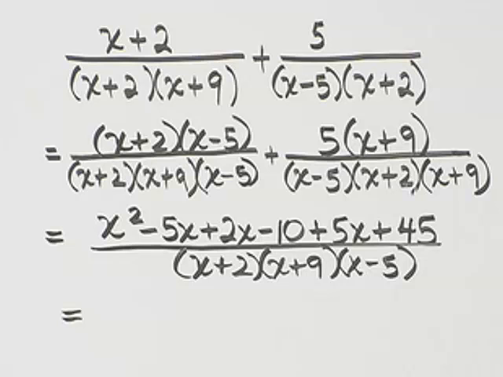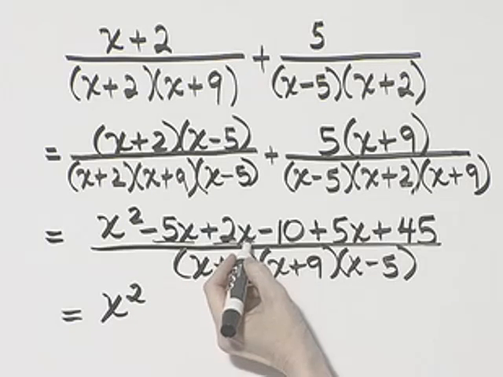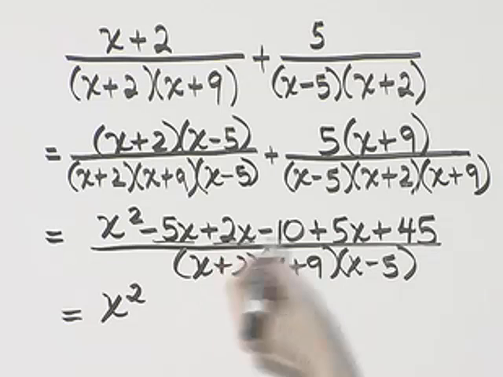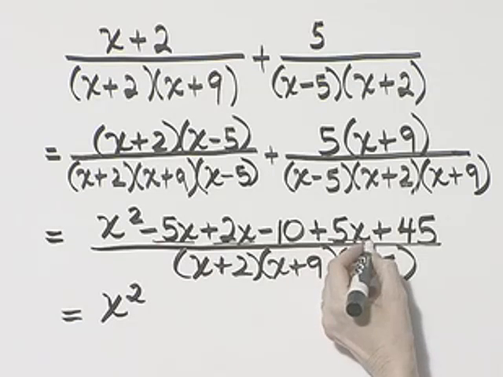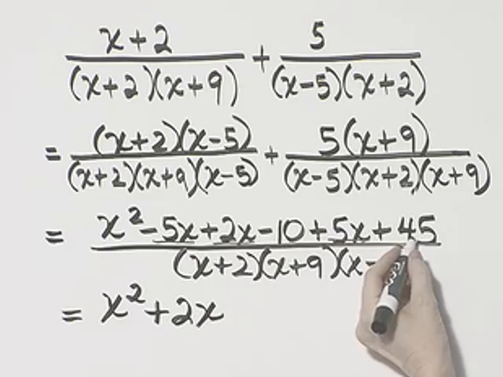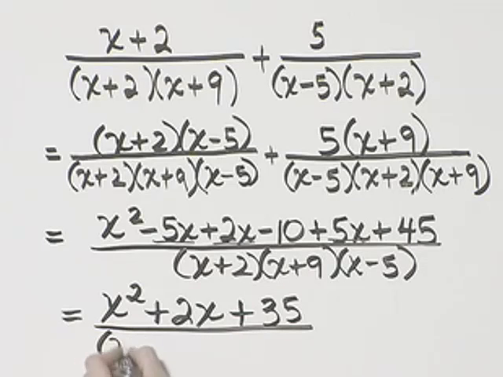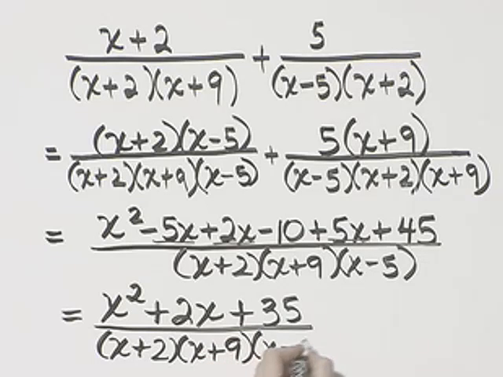Let's go ahead and simplify in the numerator. Let's see, I have x squared. I'm combining any like terms, so I'm looking for like terms. There's my only x squared. There is negative 5x plus 2x, that is negative 3x, and negative 3x plus 5x, that's 2x. So plus 2x, and then I have negative 10 plus 45, that's plus 35, all over still that denominator, x plus 2, x plus 9, and x minus 5.